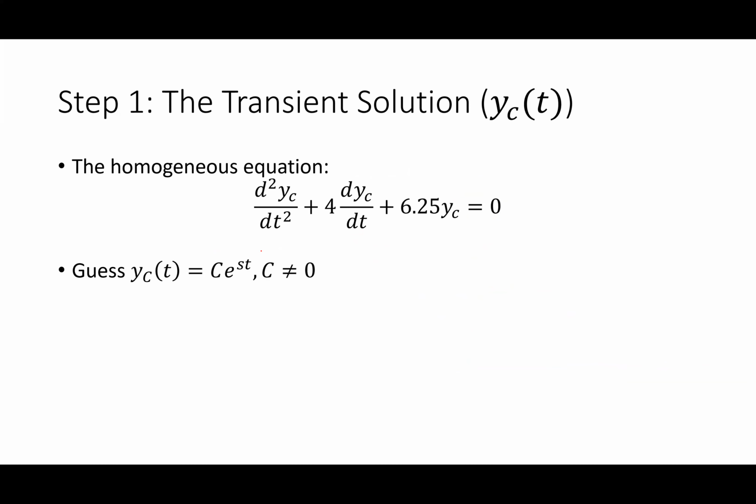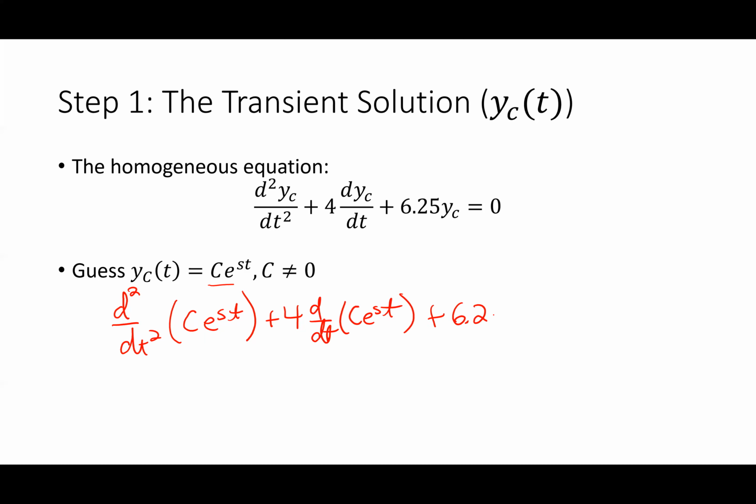Now, I guess c e to the st, which I put in here. So d squared by dt squared of c e to the st plus 4 times d by dt of c e to the st plus 6.25 c e to the st, all equal to 0. So I take the second derivative. What do I get? The second derivative of e to the st, what is that going to be? s squared c e to the st. Yep, you got it, right?